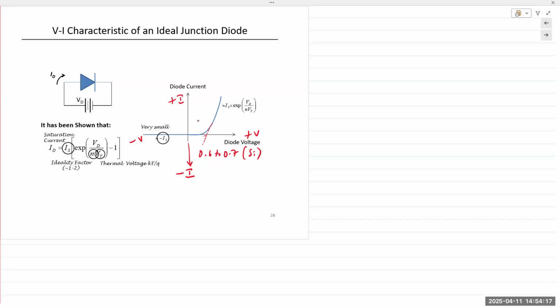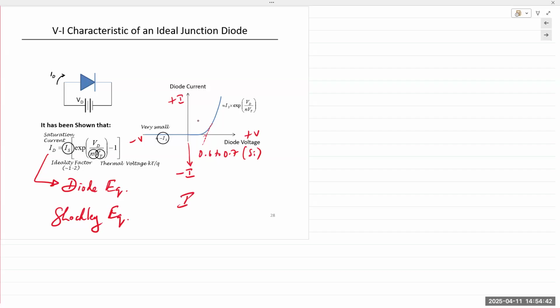The equation that you see here is known as the diode equation. It is also known as the Shockley equation, after William Shockley, one of the inventors of the solid state transistor. This basically provides a relationship between the diode voltage and the diode current.